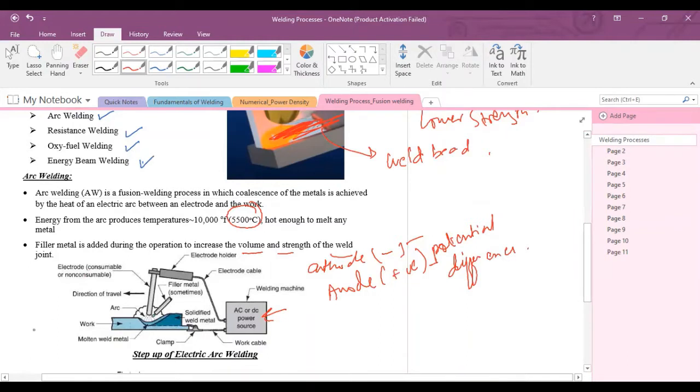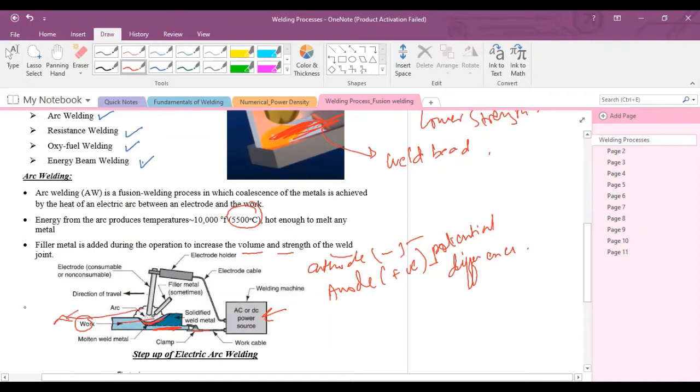This power source has two terminals. One terminal is connected to the electrode holder, which holds the electrode. Sometimes filler material is added separately, or sometimes the electrode acts as a source of filler material. This is the welding table. The other terminal, this clamp, is connected to the table, and the workpiece is placed on the table. This is the workpiece, and this is the molten pool or molten metal.